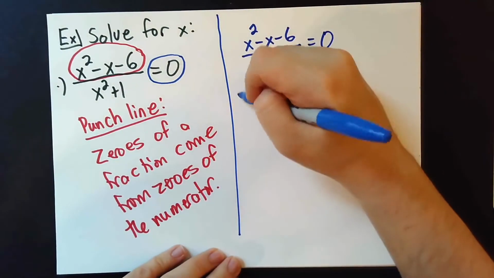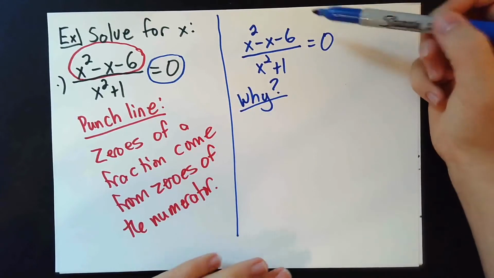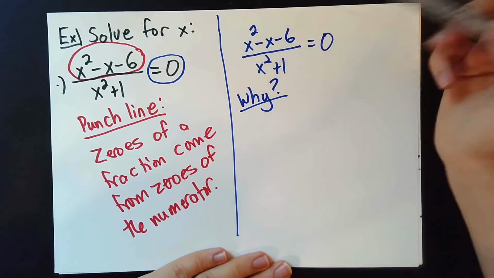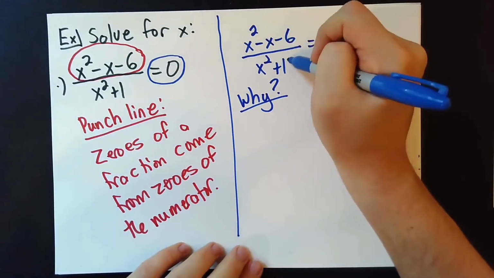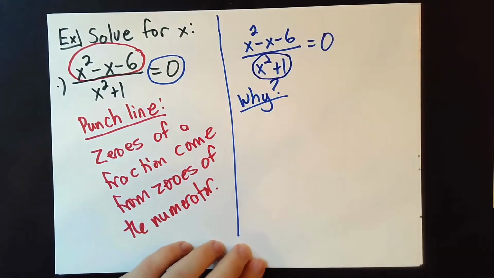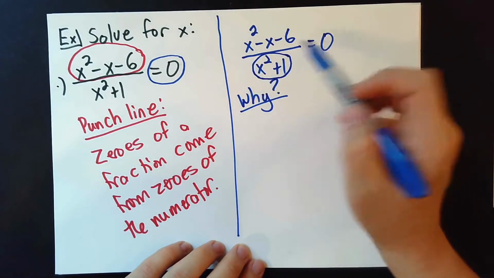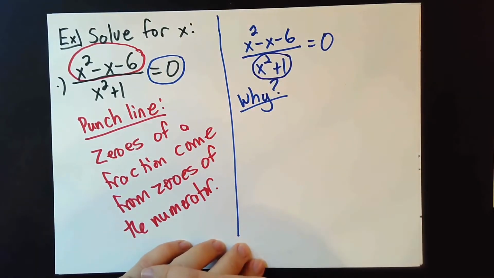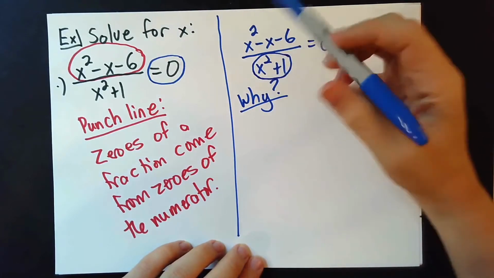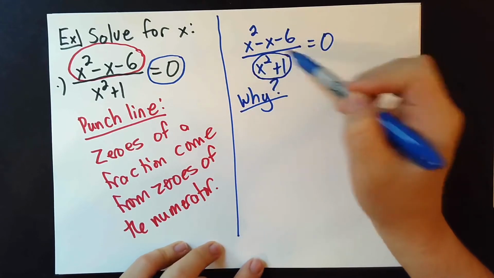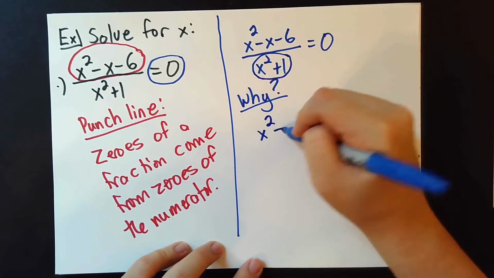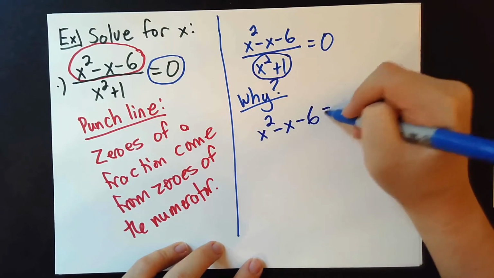And here's what you're really doing. You're really saying, okay, I have this fraction here, and whenever I have a fraction, I want to get rid of the fraction as quickly as possible. And so the way I'm going to get rid of this fraction is by multiplying by x squared plus 1. So in fact, I'm going to multiply both sides of this equation by x squared plus 1. When I multiply the left-hand side by x squared plus 1, it clears out this denominator, and so I'm just left with x squared minus x minus 6 equals, okay?